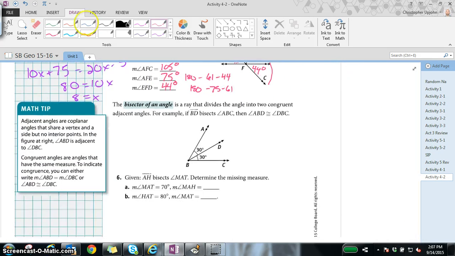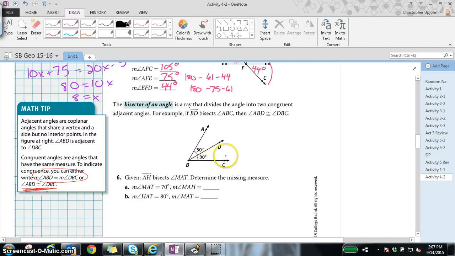The bisector of an angle is just like our midpoint of a segment. It cuts it in half equally. We have some things over here. If we want to talk about the measurement being equal, we use the M. If we're talking about just them being congruent, we use that symbol. I think things that you've seen before. So if they're bisected, they're both 30, they're both the same, whatever that is.